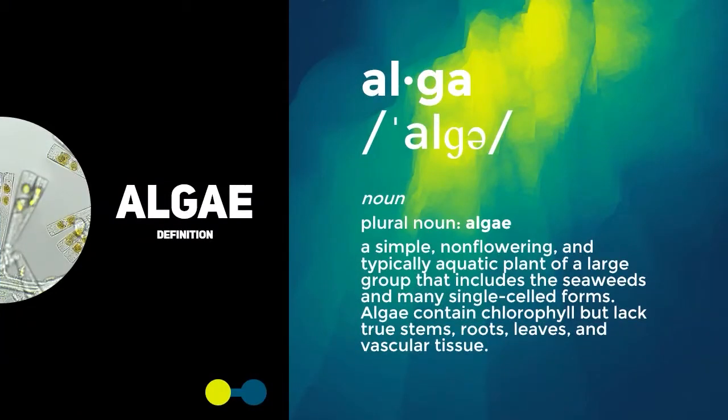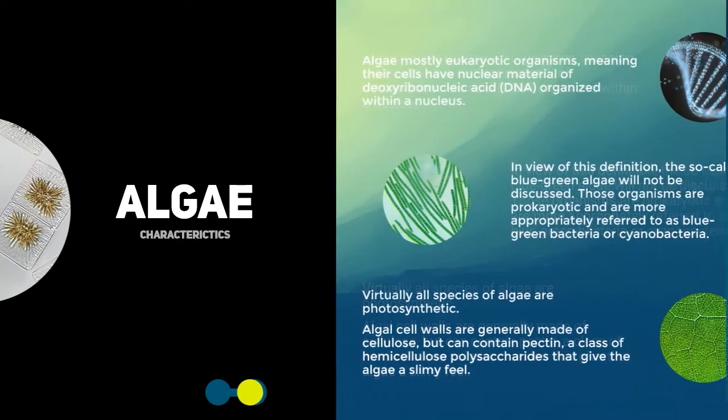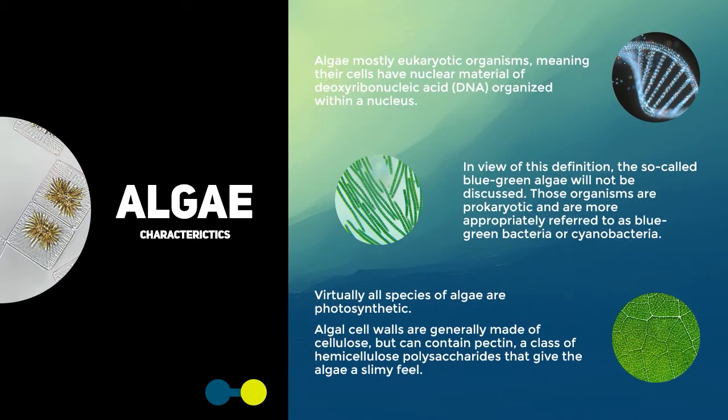Algae is a simple, non-flowering, and typically aquatic plant of a large group that includes the seaweeds and many single-celled forms. Algae contain chlorophyll, but lack true stems, roots, leaves, and vascular tissue. Algae are mostly eukaryotic organisms, meaning their cells have nuclear material of deoxyribonucleic acid, DNA, organized within a nucleus.